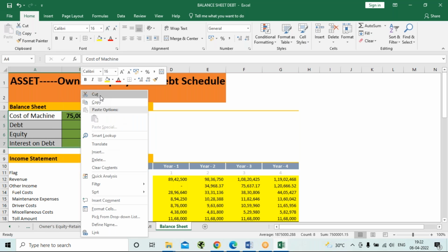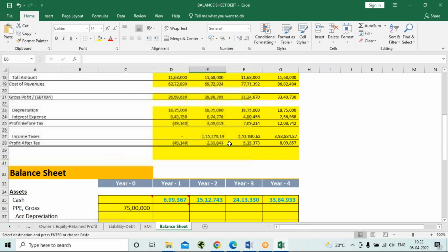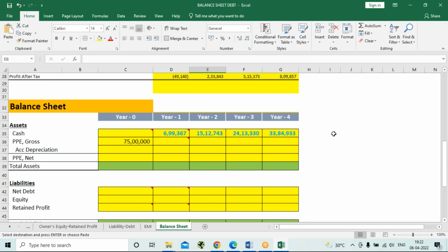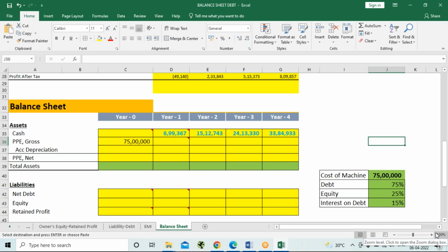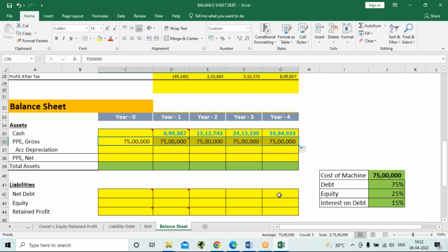So let me copy this information over here so that it will be there as a reference for the calculation. The cost of the machine is 75 lakhs, and the asset value will remain the same for all the years until and unless there is any kind of additional purchase of an asset.